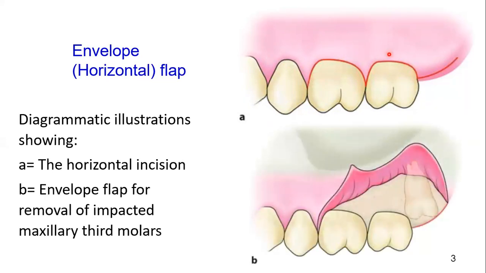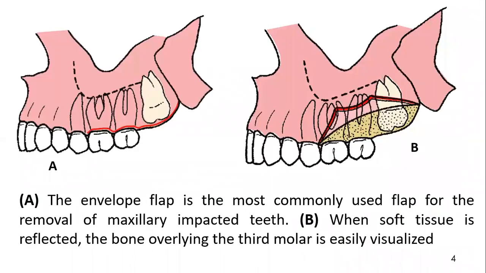There is no vertical releasing incision. Now see here, it has been reflected. You can see here the impacted maxillary third molar and this is reflected. The basic principles followed are the same, which you have read in the first chapter.